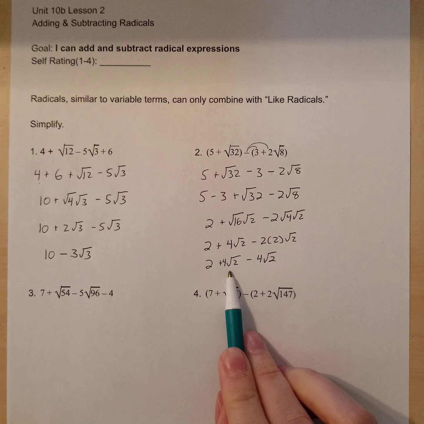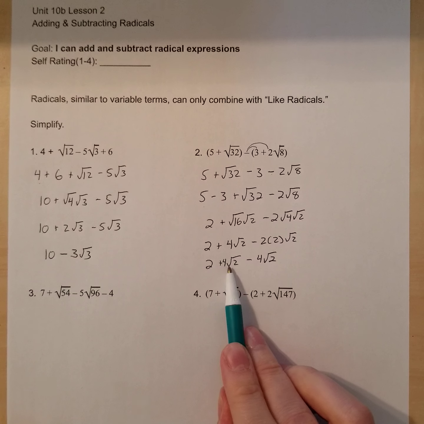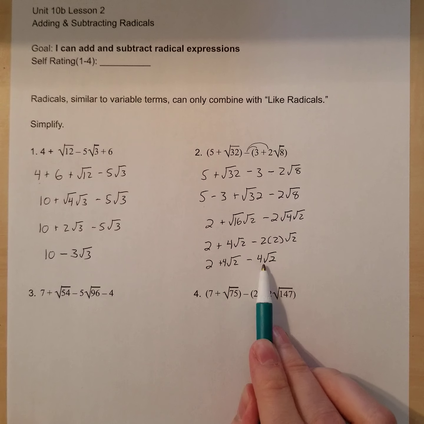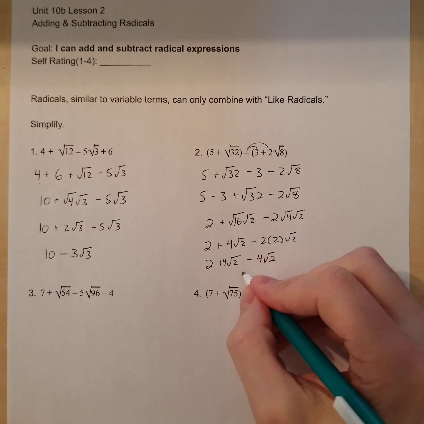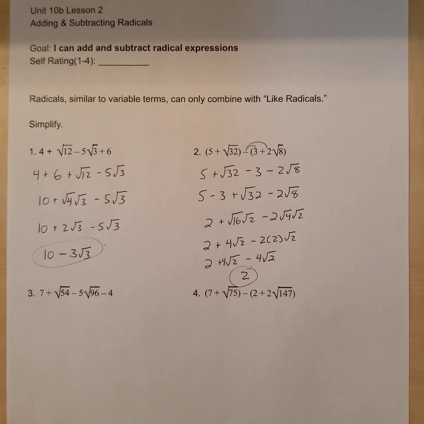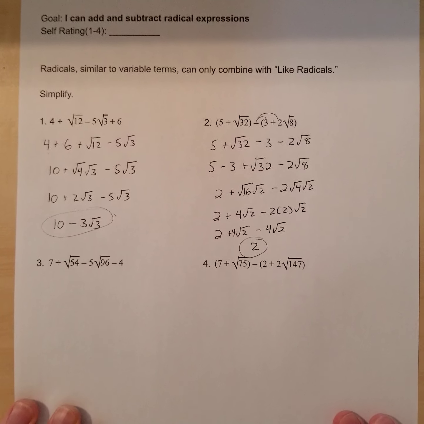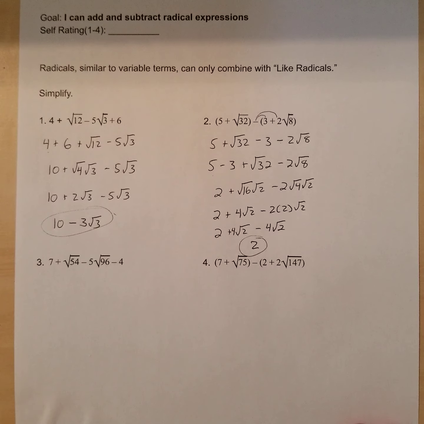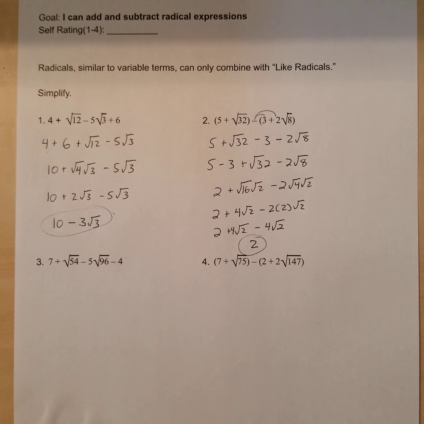And actually they cancel out, right? We have positive 4 square root 2 minus 4 square root 2, opposite signs. So the answer here is just 2. All right, so give 3 and 4 a try. Pause the video here, see if you can do them, and stay tuned for the solutions.